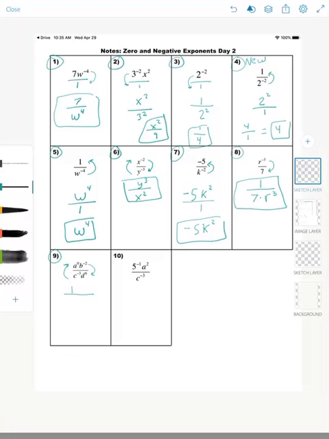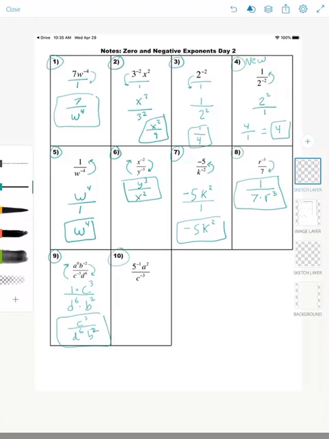So the a to the 0 becomes 1. The c to the negative 3 moves to the top and becomes c to the positive 3. The d to the 6th stays where it is. And the b to the negative 2 comes to the bottom and becomes b to the positive 2. And just tidying it up a bit, the 1 on the top doesn't really make a difference, so we'll get rid of it. And so we have c to the 3rd over d to the 6th, b to the 2nd power.